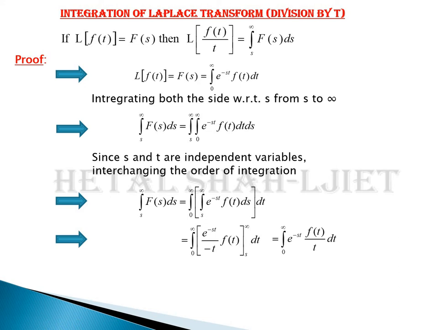Okay, so by integrating e raised to minus st f of t with respect to ds, you get e raised to minus st upon minus t into f of t for the limit s to infinity. By applying the limit, you get e raised to minus st f of t upon t. So this is the Laplace of f of t upon t by the formula. So Laplace of f of t upon t is equal to integration of s to infinity F of s ds. Okay. So this is the proof for the integration of Laplace transform.